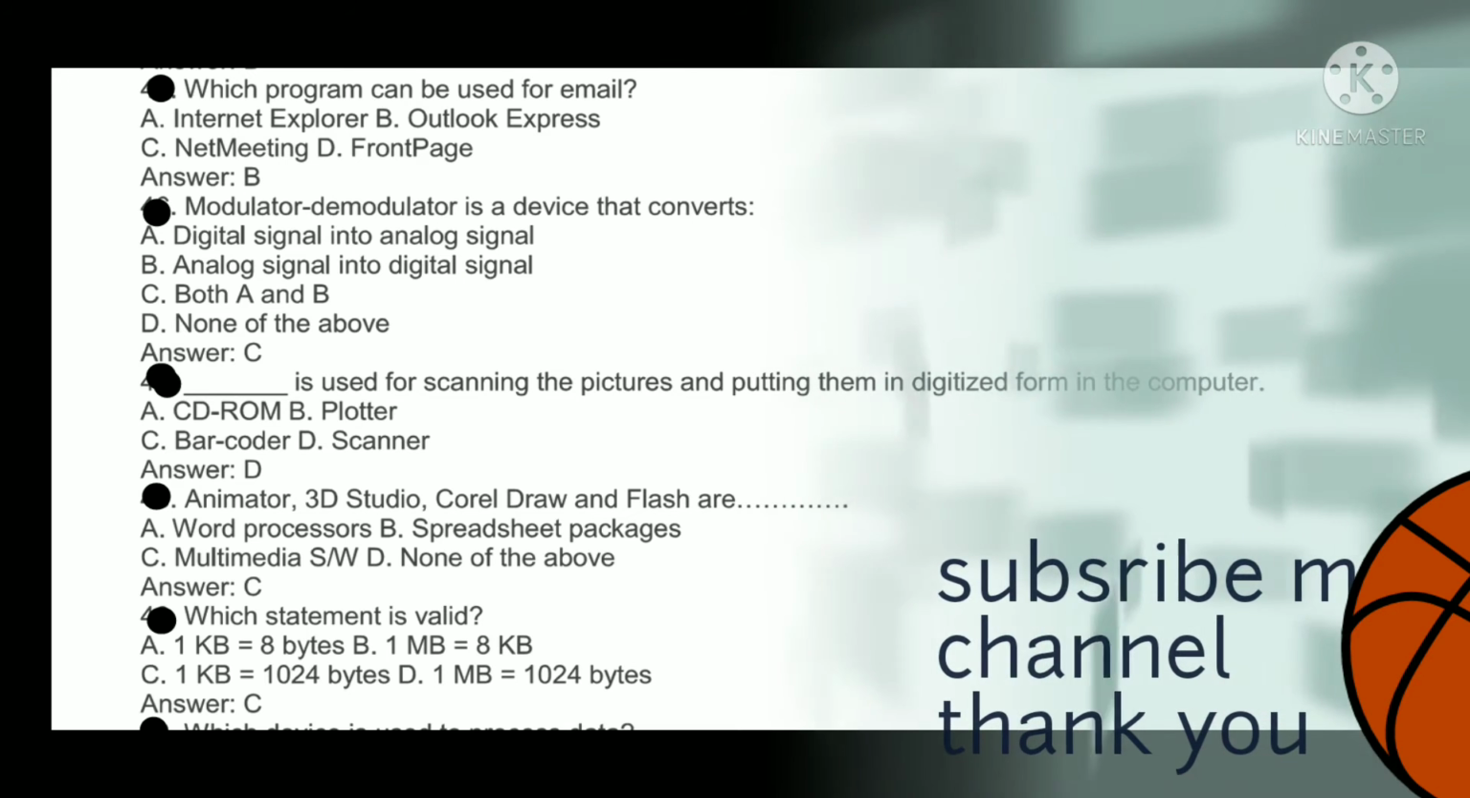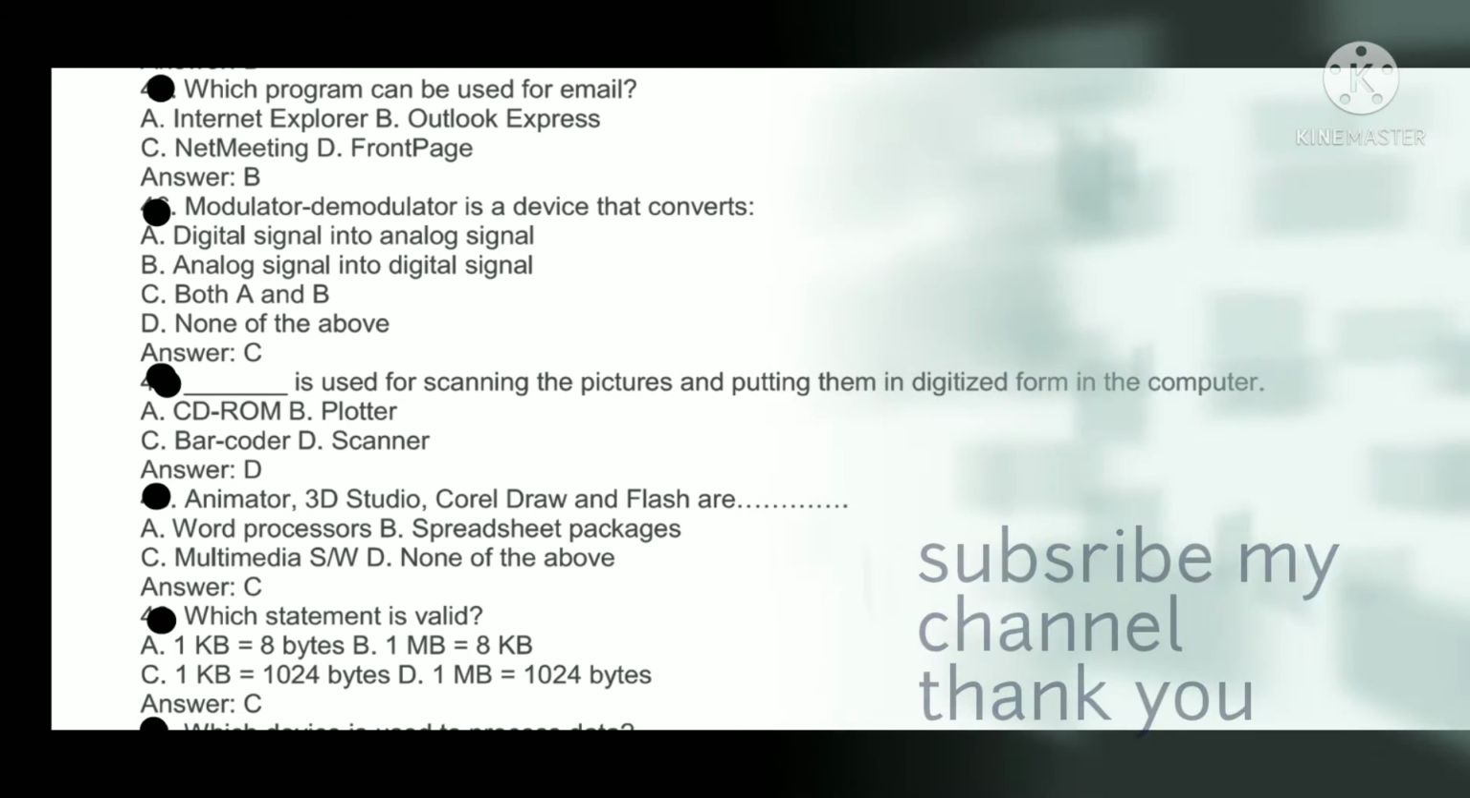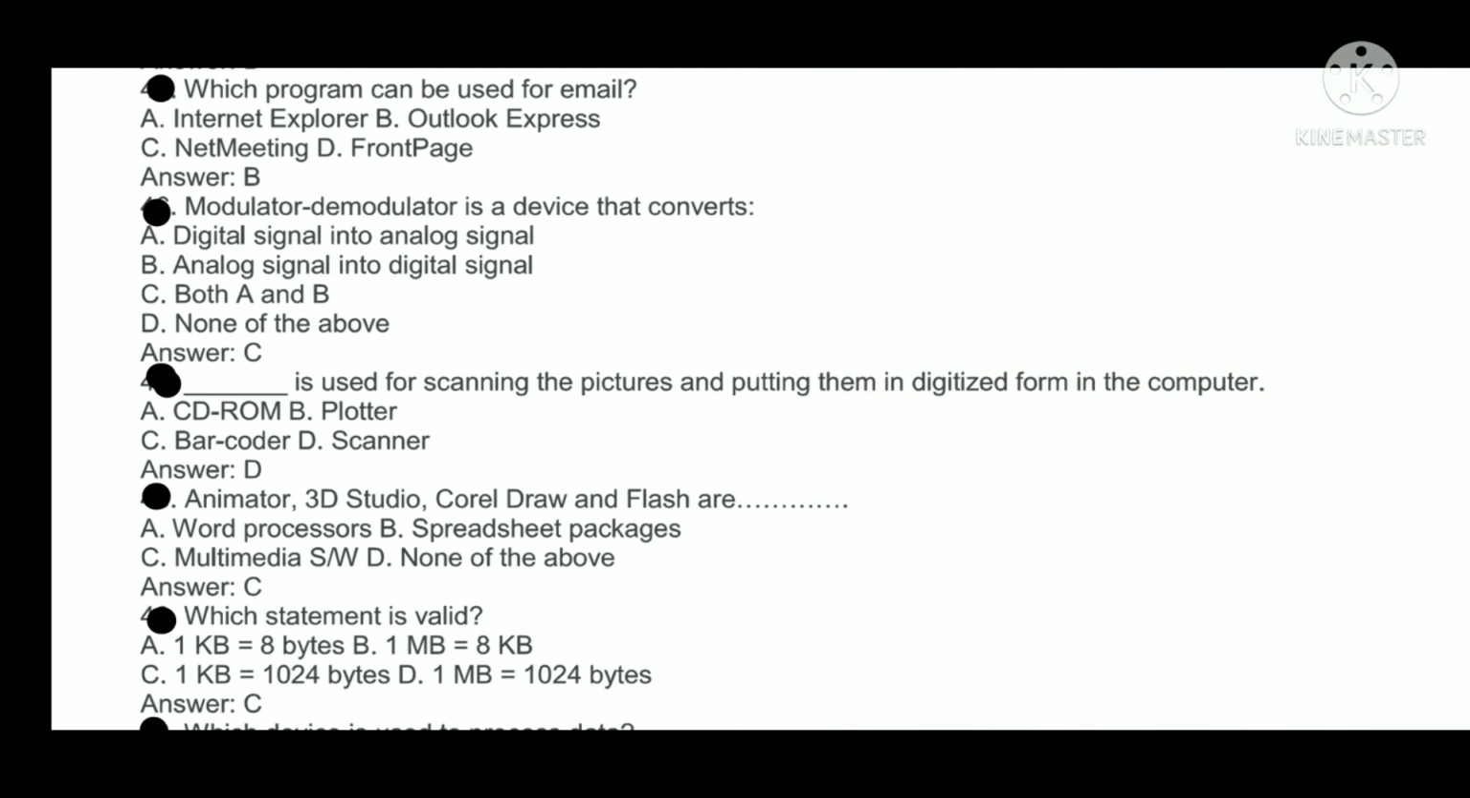Which program can be used for email? B. Outlook Express. Modulator demodulator is the device that converts C. Both A and B. Digital signal into analog signal and analog signal into digital signal.